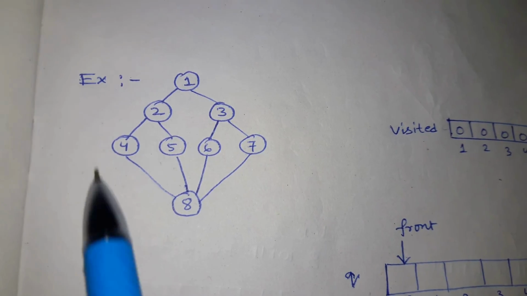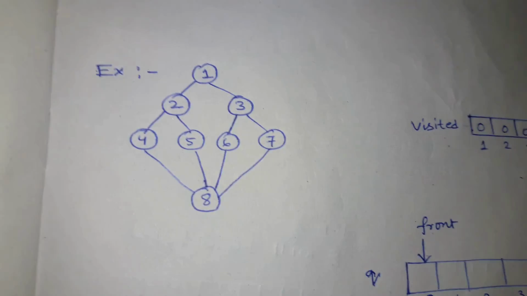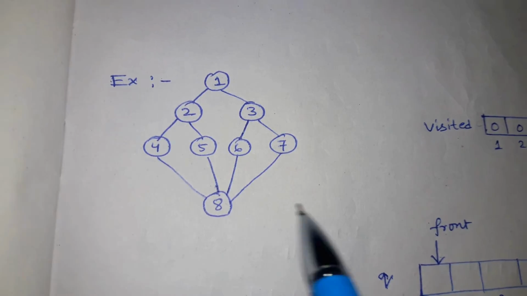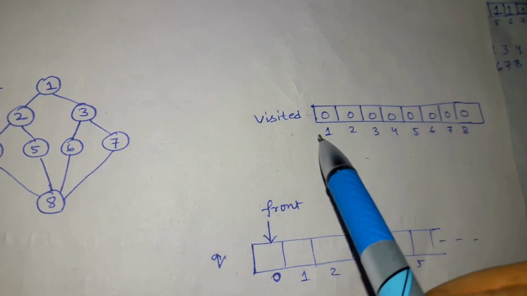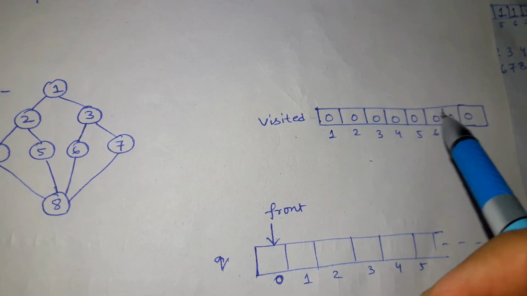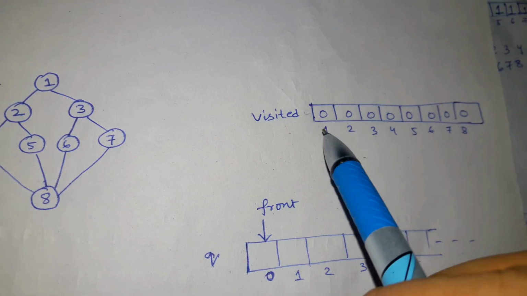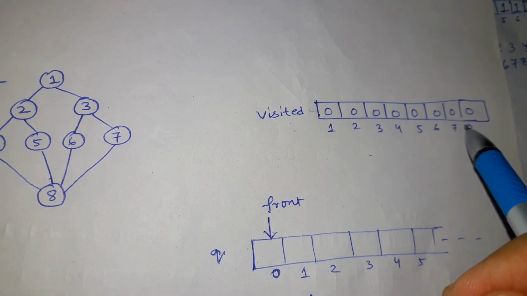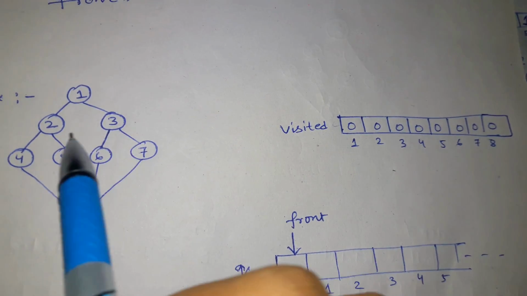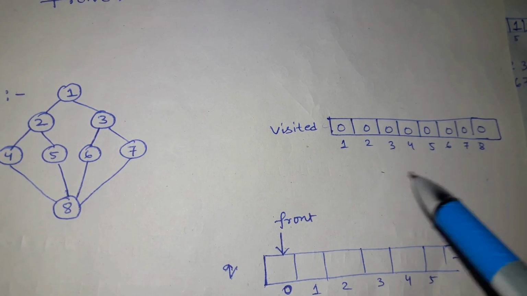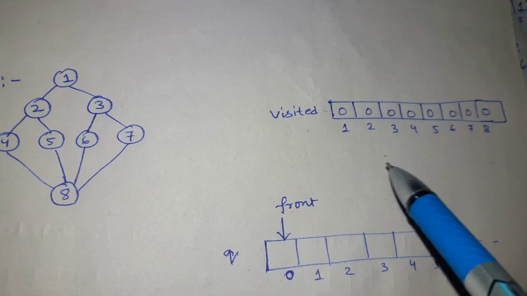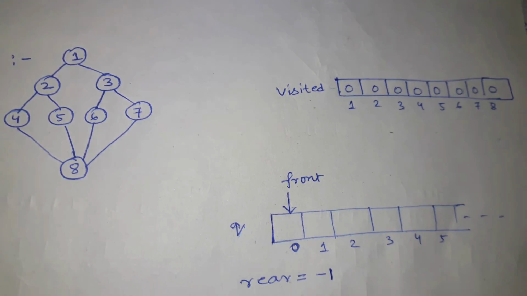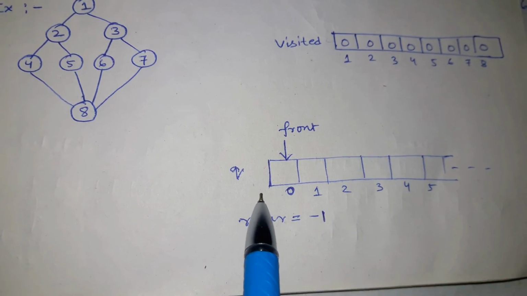Now I am taking an example. This is an undirected graph. On this graph I will apply the BFS algorithm. For this algorithm I need a visited array. The capacity of the visited array will be the same as the number of nodes in the graph, and the visited array will be initialized with 0 at first. And I will also need a queue.